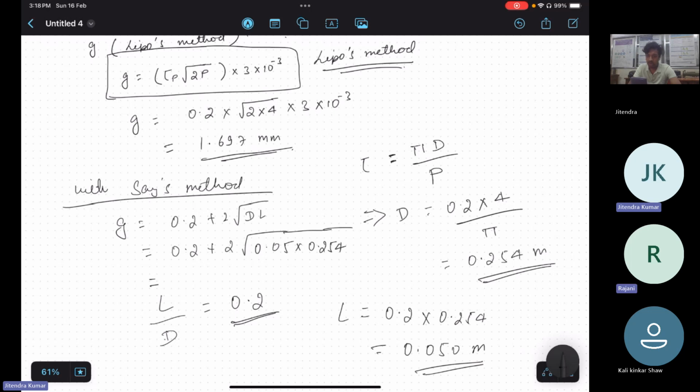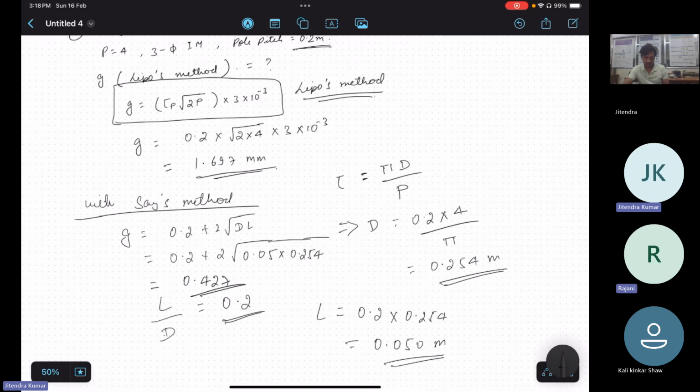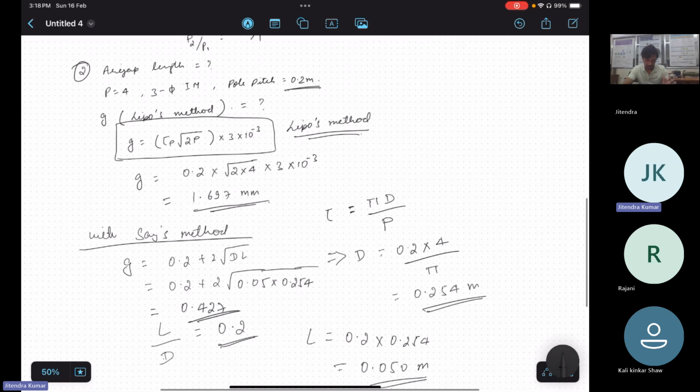0.427 is coming, sir. Yes, 0.427. So it's a very small air gap for such a high dimension of machine. But still, 254 mm and 50 mm, so still it is possible. It is not that this value is impractical. It is possible.